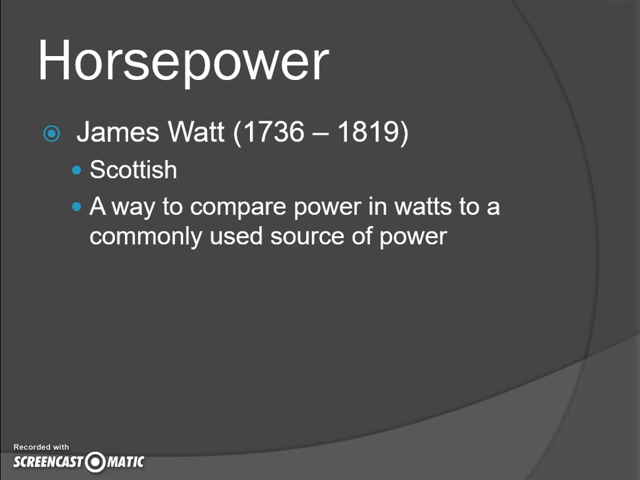So he came up with the idea to use horses. Back in the mid 1700s, early 1800s, everything that they used was horsepower. They would use horses to pull buggies, horses to plow their fields. So they had this idea of how much power a decent horse would have. That's what he compared it to. His statement was that 1 horsepower is the same as saying 746 watts. So keep that in mind. That'll be on your test. And that's it for today.